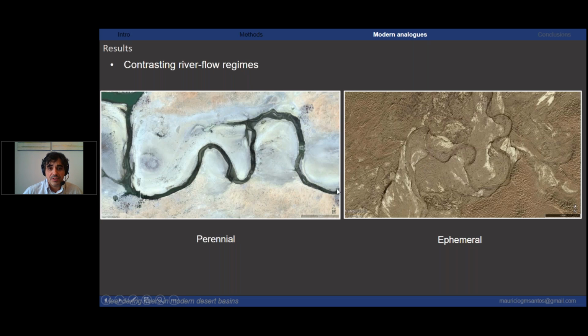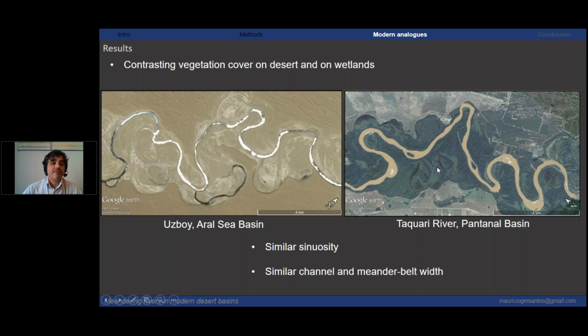Contrasting river flow regimes as well, with perennial and ephemeral, yet all those are meandering. Even if we compare with contrasting vegetation covering, there is an example on the left side of Kazakhstan, the Uzboy Channel. And to the right side, we have the Taquari River on the wetlands of the Pantanal Basin. They have similar sinuosity, similar channel width, and similar meander belt width.